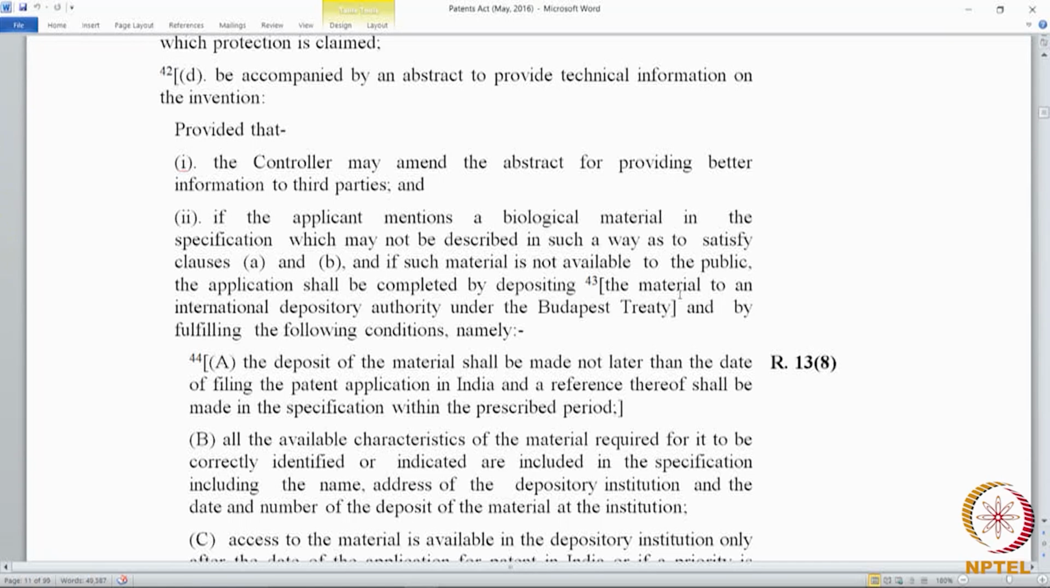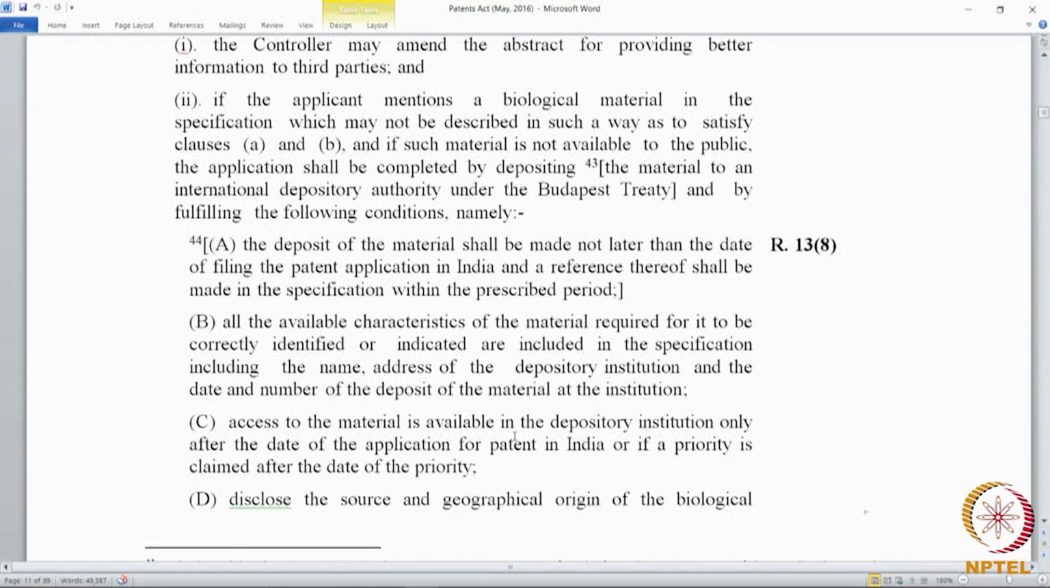So, we can regard the abstract as the part of the patent specification which is searched first, and if the abstract supplies information on a particular field of technology, then the person who is searching may look into the complete specification. Now, in the complete specification where an applicant mentions a biological material, and if the biological material is not described in a satisfactory manner, and if such material is not available to the public, then the applicant shall deposit the material to an international depository authority under the Budapest Treaty.